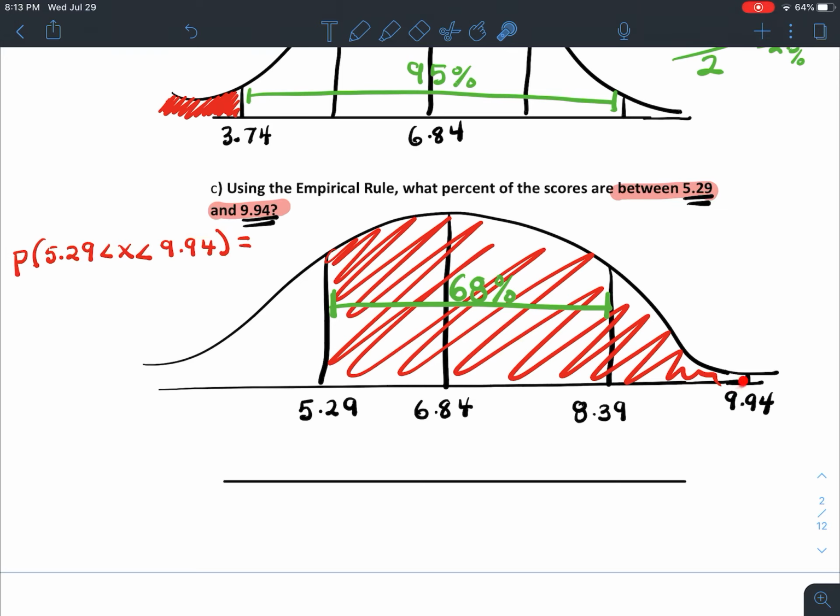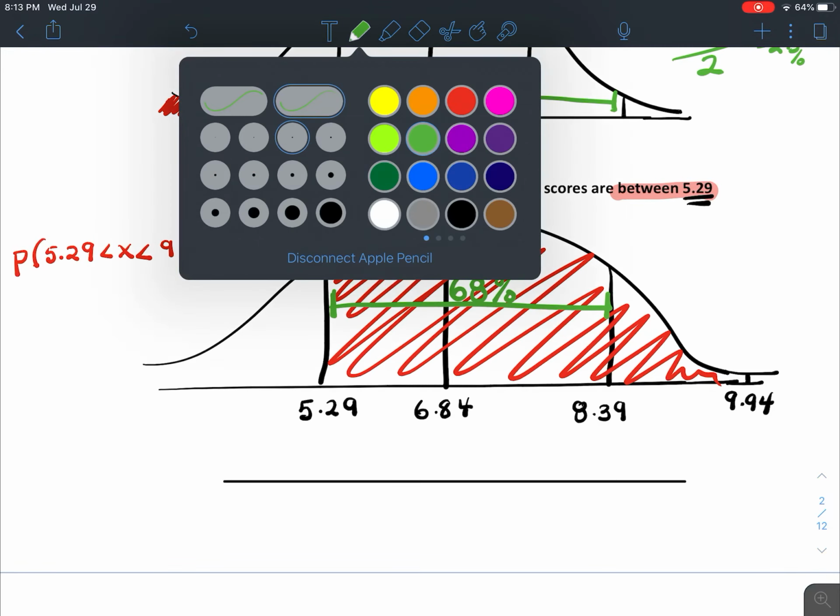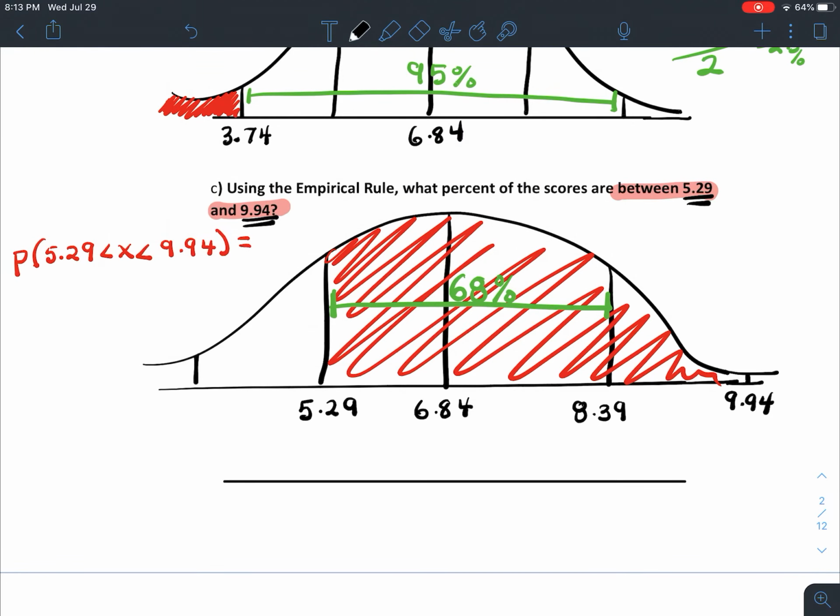Okay, so I know this is 68%, but I need to figure out what this extra part is here. So I'm just going to go ahead and show, here's 2 standard deviations to the right. We know if you go out 2 standard deviations on each side of the mean, technically that would be going over here and over here. That includes 95% of the data.